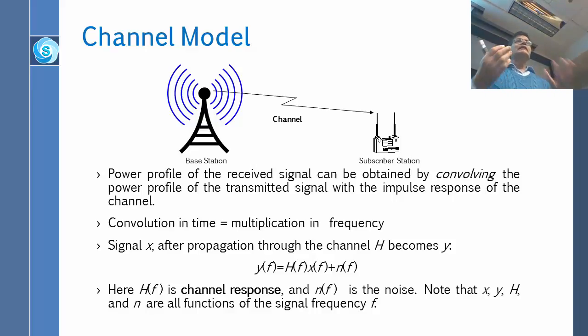Okay. So somebody can give you an H(F), a formula for H(F), and then what you are transmitting, you know that. You multiply those two, you get the received signal, except that there is some noise on the way. N is the noise, which is added. So H(F) is the channel response, N(F) is the noise. Note that X, Y, H, N are all functions of signal frequency.